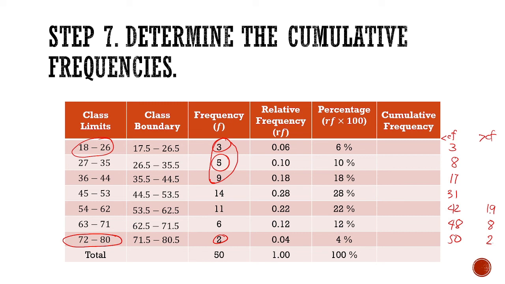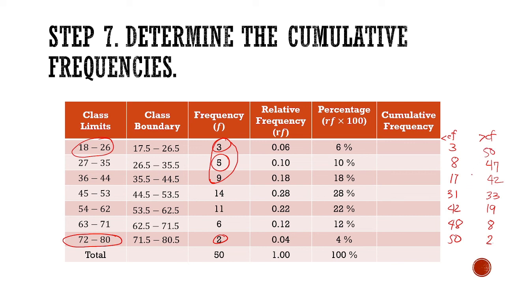Then 19 plus 14. So we will have there 33. Then we will have there 33 plus 9. So we'll have there 42. Then 42 plus 5, that will be 47. Then 47 plus 3, that will be 50.